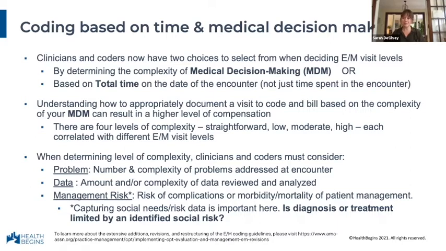And then this is where the social risk bit comes in. Social risk is management risk. So in that last bit, the risk of complications or morbidity or mortality aligns with patient management. So capturing social needs and social risk data is important here. Did social risk affect the complexity of the plan or the diagnosis or treatment for that patient? And so this is what the E&M coding guidelines have allowed.